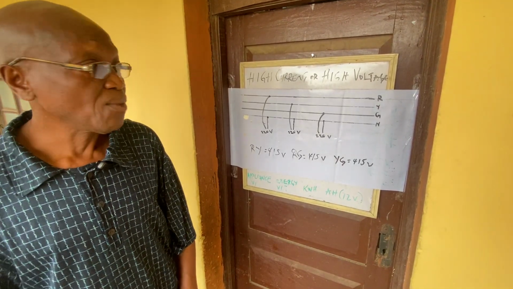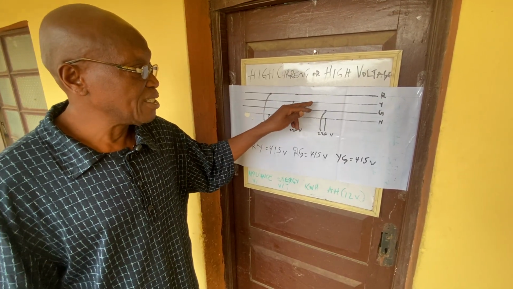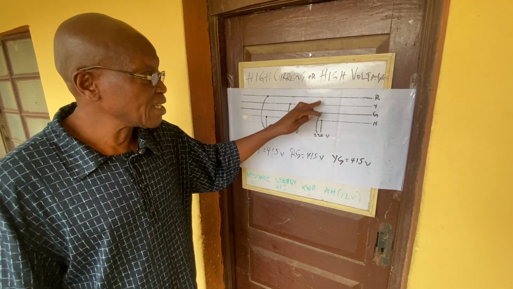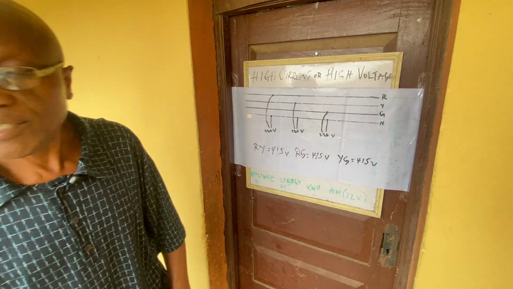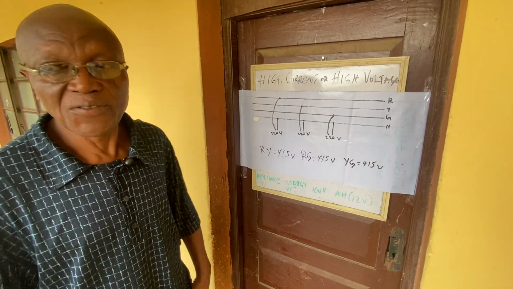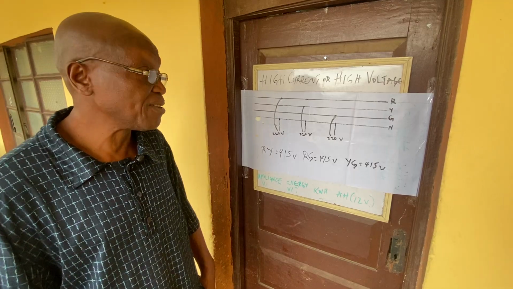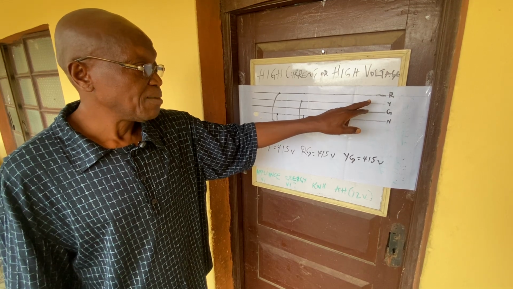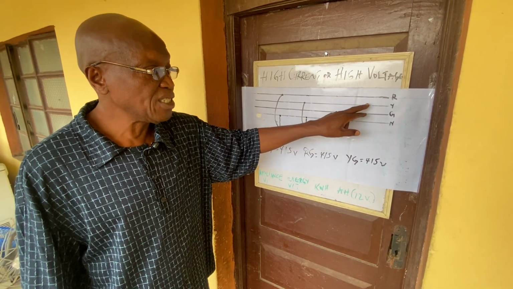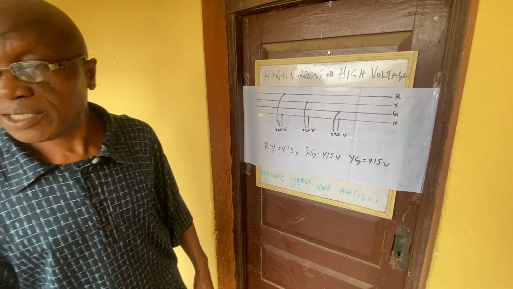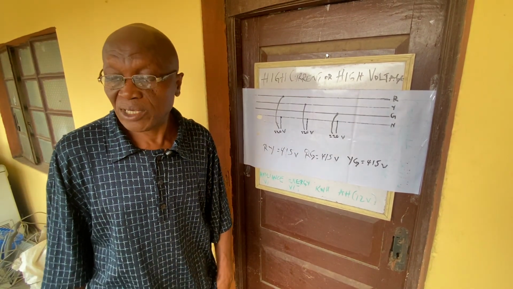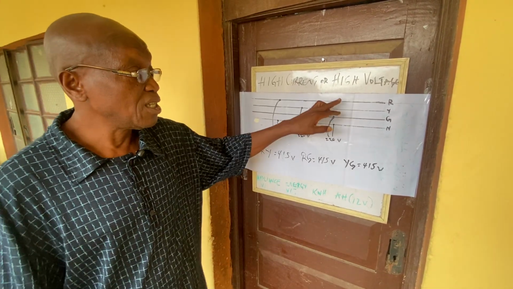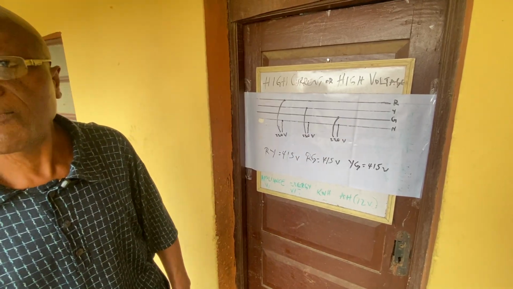But the voltage between red and yellow, or between yellow and green, or between red and green is not 220. It's rather a relatively high voltage, 415 to be specific, 415 volts. Look at between red and yellow once again, between red and green, or between yellow and green, it is enormous voltage, 415 volts. What is responsible is simply that these three lines are not on the same phase.